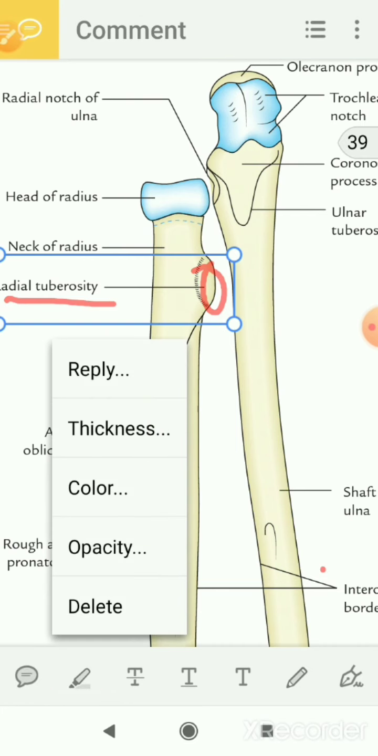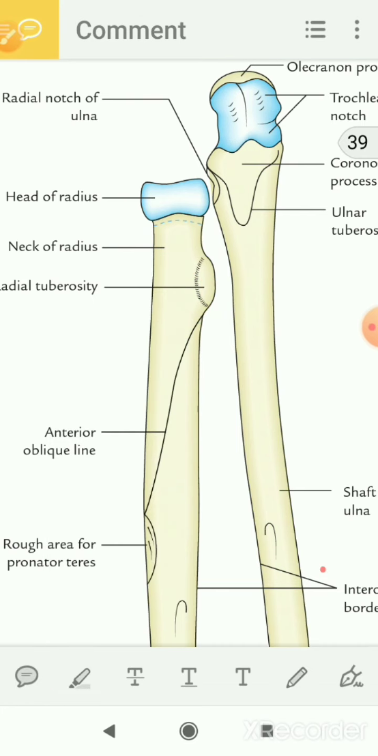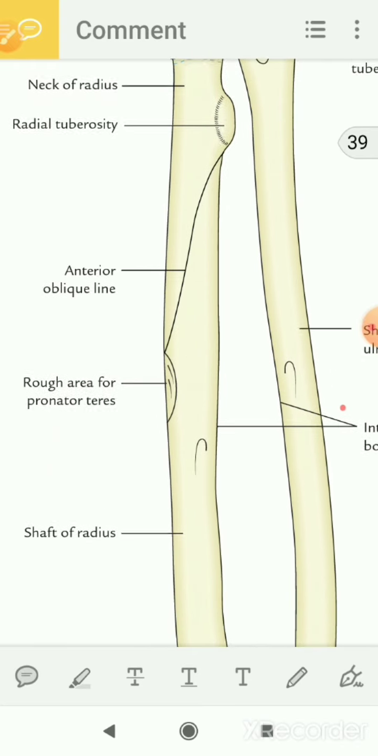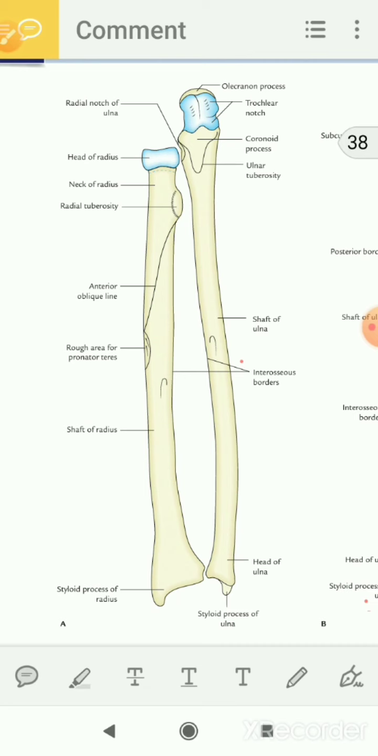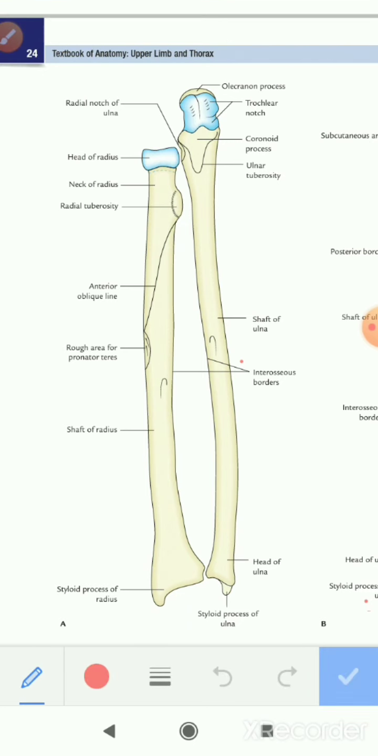Now come to the shaft. The shaft has 3 borders and 3 surfaces. The borders are the anterior, posterior, and medial borders. Now come to the anterior border. The anterior border starts from the anterolateral part of the radial tuberosity. This is the radial tuberosity.